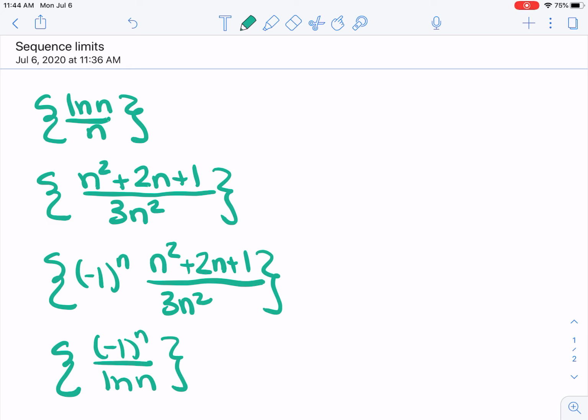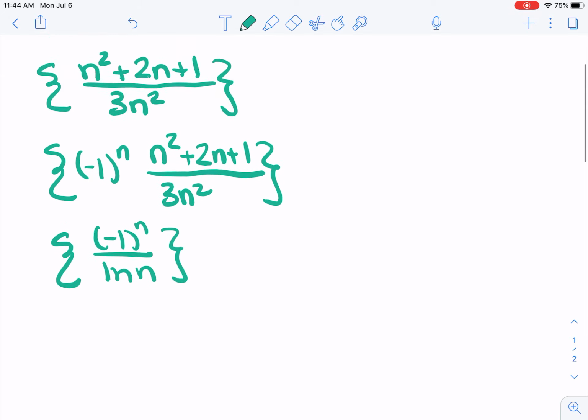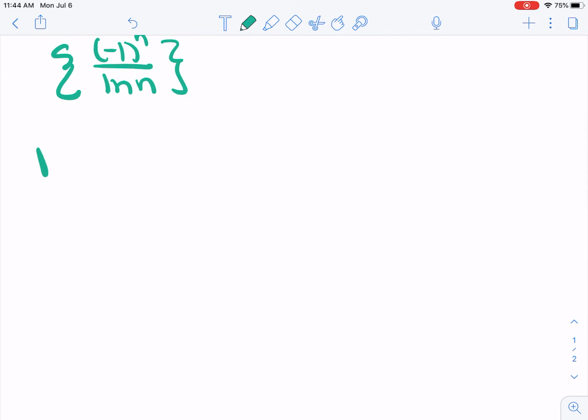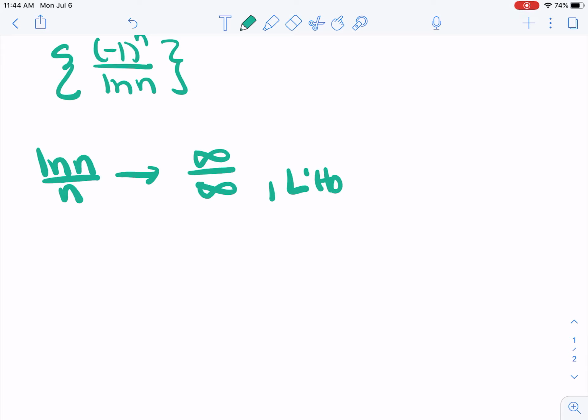All right, let's run through some examples here, just finding more limits of different sequences, if those limits exist. This first sequence, natural log of n over n, as n goes to infinity, this looks like an indeterminate form. Natural log increases without bound, n increases without bound, and so we can use L'Hopital's rule.